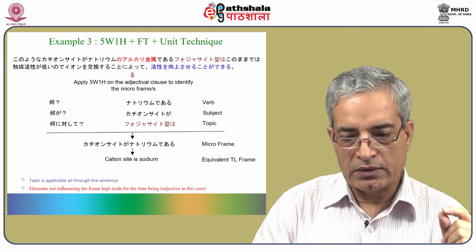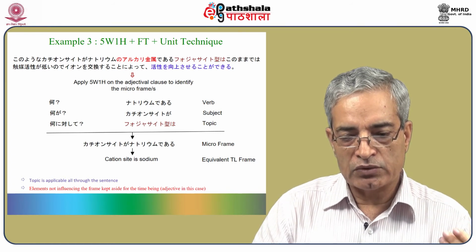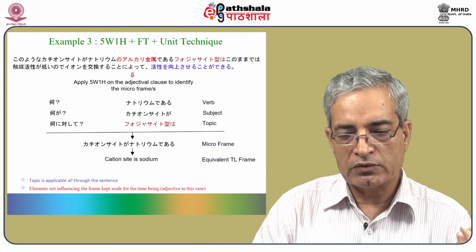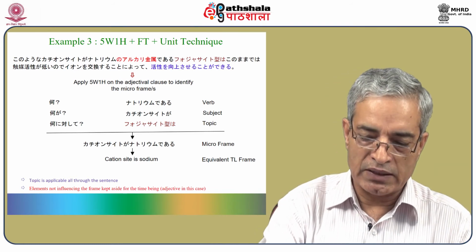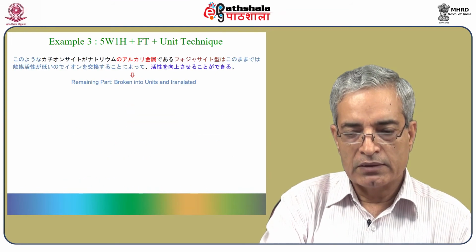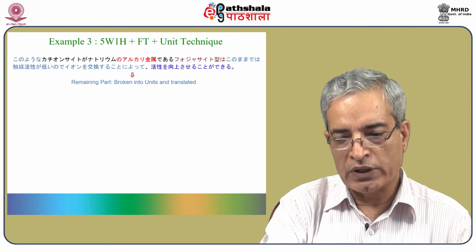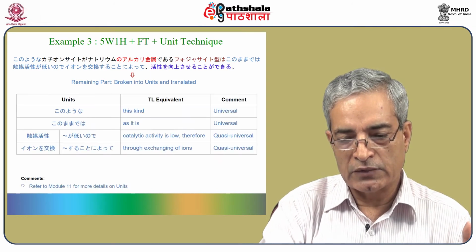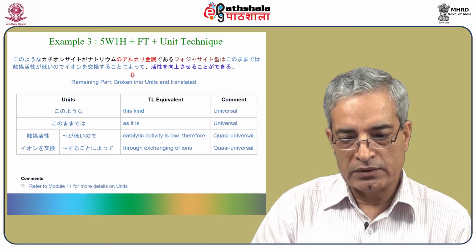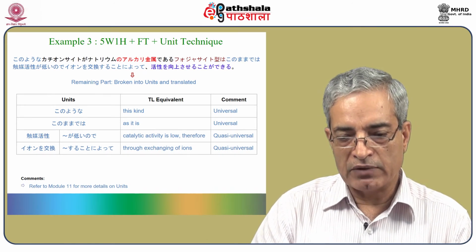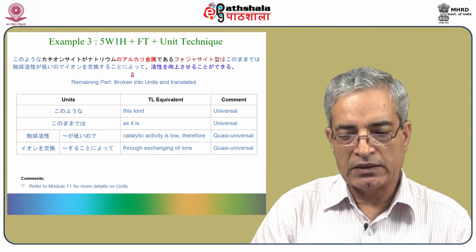Let's go for the micro frames. "Nani" is, we have done this also, "natorium de aru, kachion ga natorium de aru, phosphosite gata wa". So it's "kachion ga natorium de aru", and the equivalent was cation site is sodium. For the remaining part, it's broken into units and then translated. The units are "konoyoni", this kind of, and this kind of is universal, it can be applied anywhere. "Konomama deva" is also universal, as it is the equivalent.